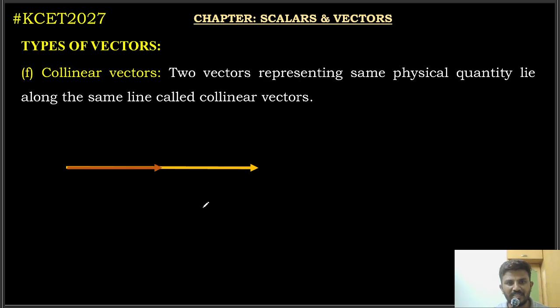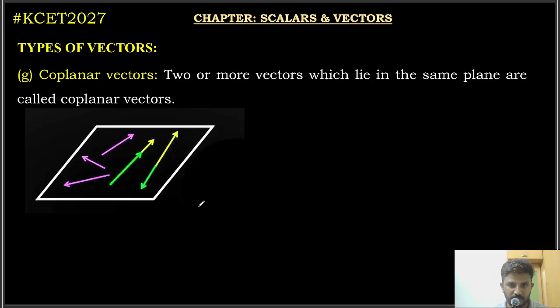Then we have collinear vectors. See, here we have two vectors. Let's consider the smaller one is vector A and the bigger one is vector B. They are along the same line. Two vectors representing the same physical quantity along the same line are called collinear vectors. If they are in the same plane, they are called coplanar vectors. Look at this, two or more vectors which lie in the same plane are called coplanar vectors.